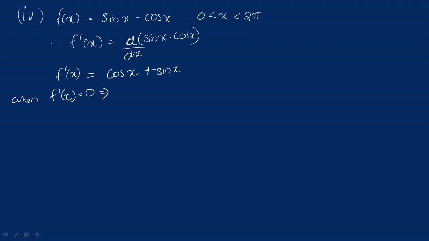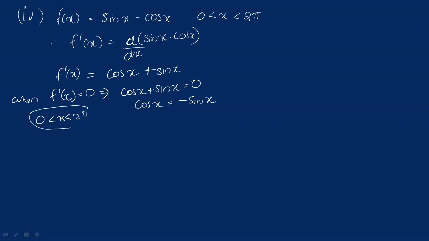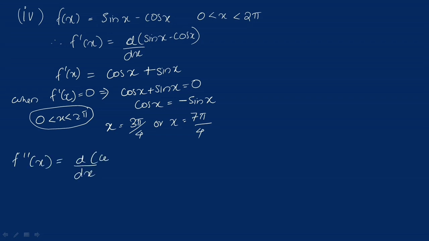Now when f dash of x is equal to 0, that is cos x plus sin x is equal to 0, so at that time cos x is equal to minus sin x. In between 0 and 2 pi, we have two values of x that satisfy the condition cos x is equal to minus sin x. That is, x can be either 3 pi by 4 or 7 pi by 4. So we have two values between 0 and 2 pi for x.